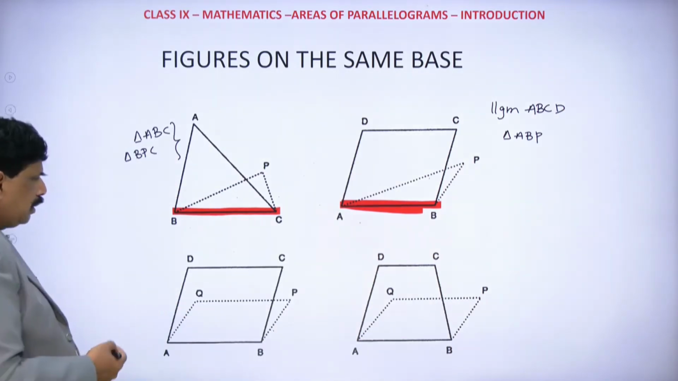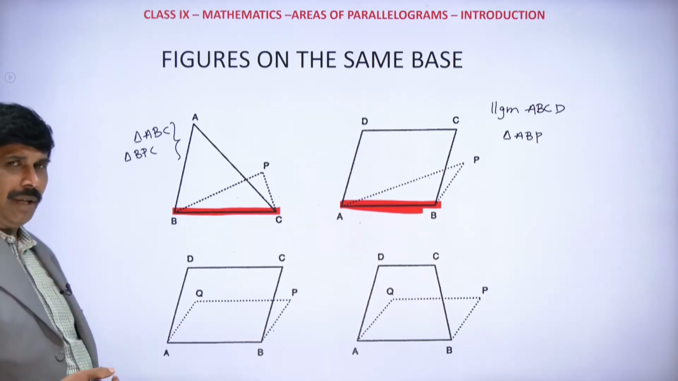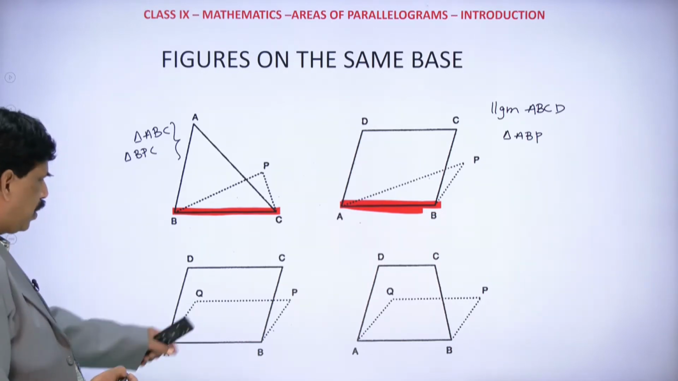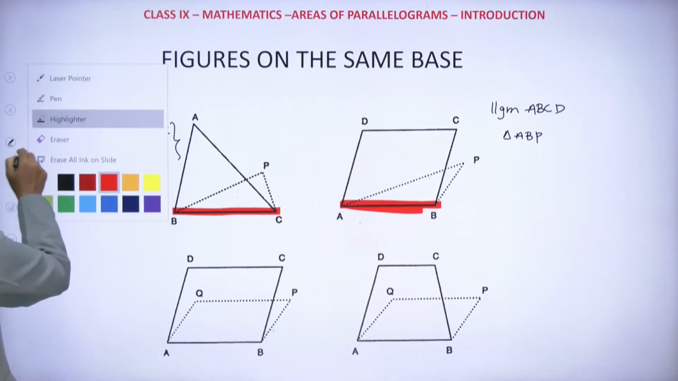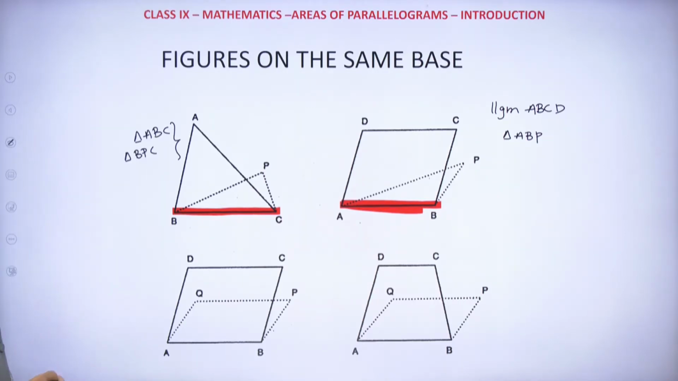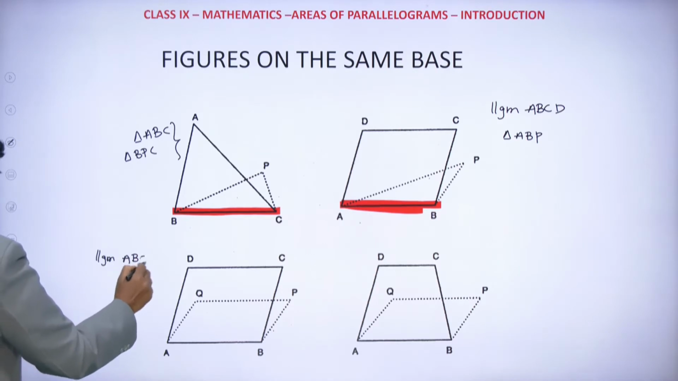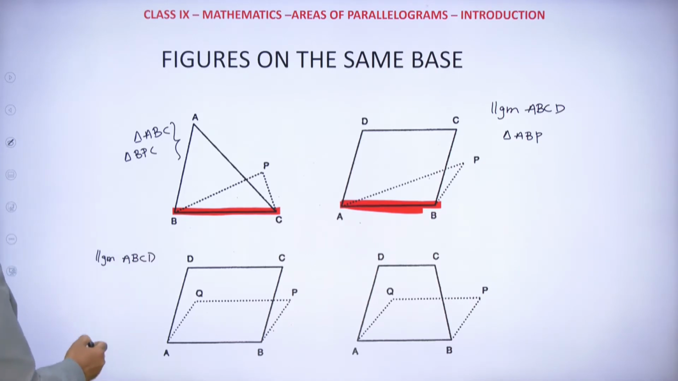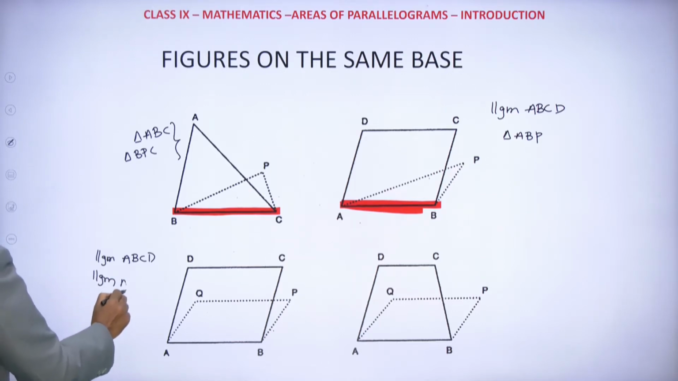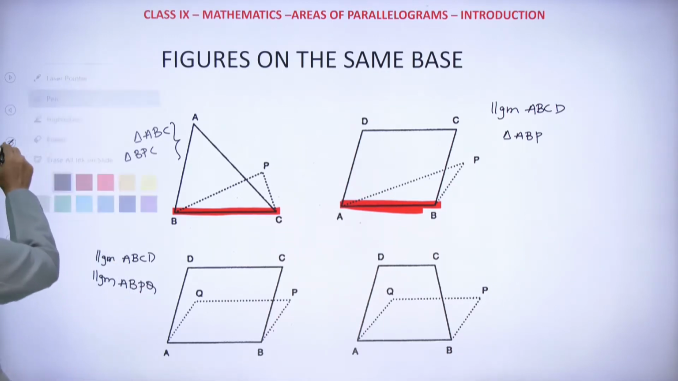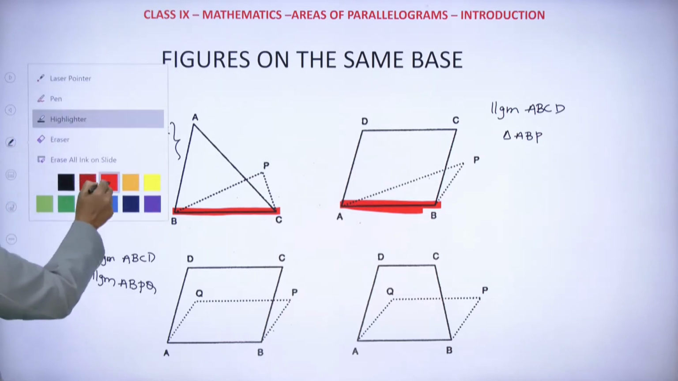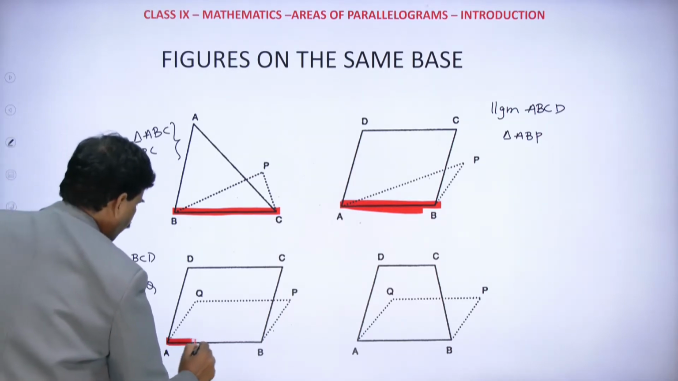Now you look here, you are seeing two different parallelograms. What are the two parallelograms you are seeing here? One is a parallelogram ABCD and another one is a parallelogram ABPQ. Now these two parallelograms, where are they? They are on the same base AB.